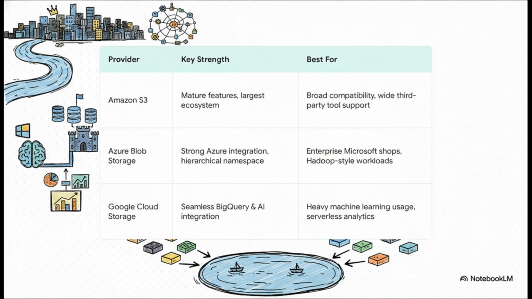Then there's Microsoft's Azure Blob Storage. If your company's already a big Microsoft shop, this is a natural fit. Plus, it has something called a hierarchical namespace, which is a fancy way of saying it can act more like the folders you're used to. That's a huge win for certain types of big data jobs.